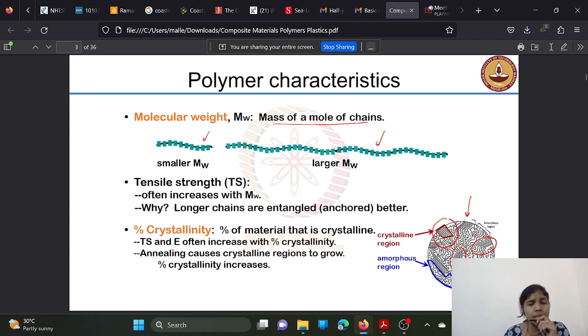And what causes the crystalline region to grow is annealing. Annealing is a process in which the material is heated to a temperature higher than its recrystallization temperature, and then it is slowly cooled down. So by doing this, the number of crystalline regions will grow, and thereby the tensile strength and elastic modulus of the polymer will also grow. That's why the percentage crystallinity is important here in case of polymers.